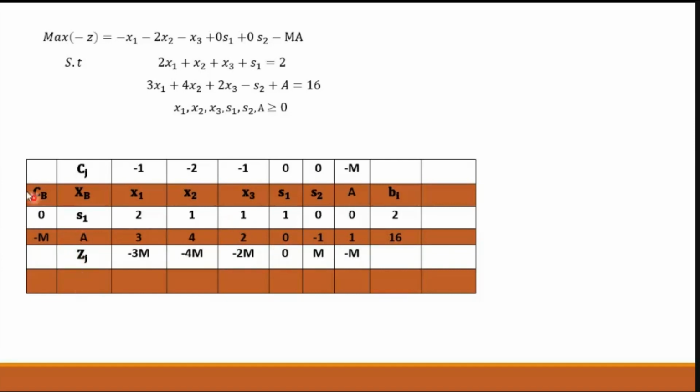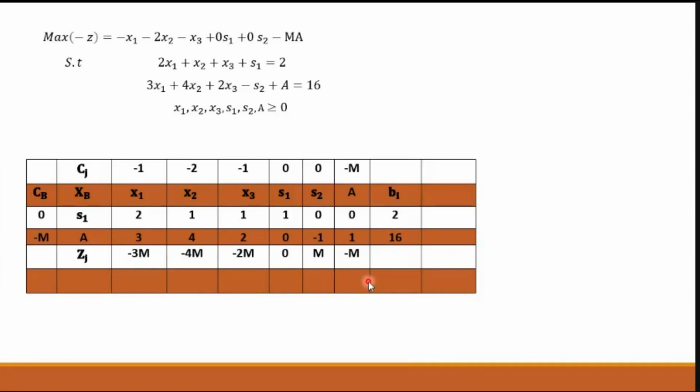Okay, Zj is 0 into 2 plus minus m into 3, that is minus 3m. Then second column के लिए 0 into 1 plus minus m into 4, that is minus 4m. 0 into 1 plus minus m into 2, that's minus 2m. Then we have the remaining numbers.